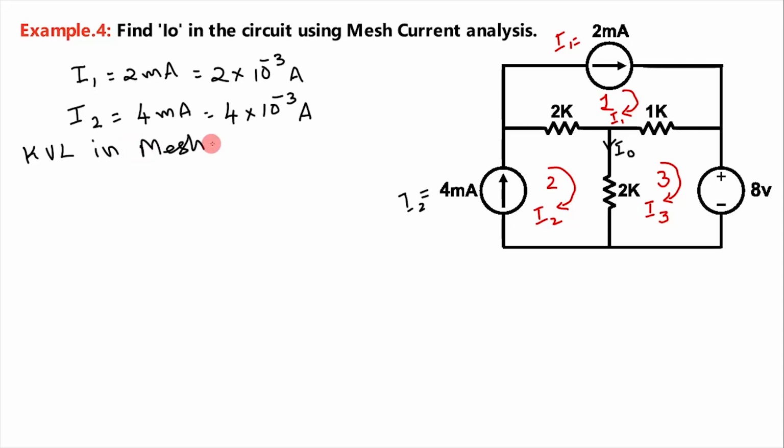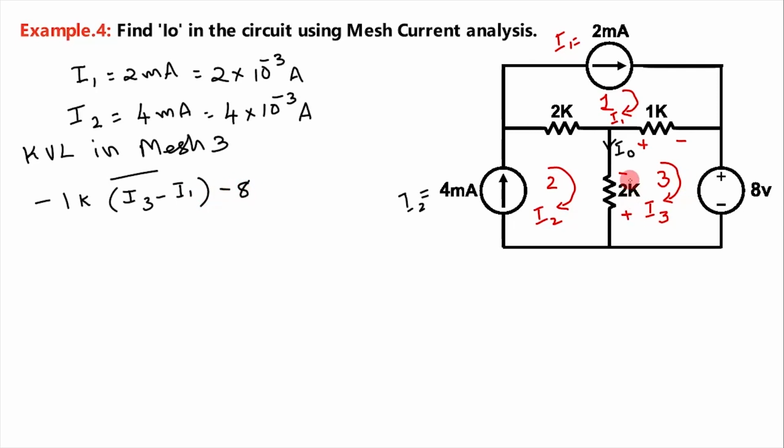Applying KVL in mesh 3, in 1K we will mark the polarities. Here, as current is flowing in this way, it will be plus here and minus here. In this one, as current is flowing in this way, here it is plus and this is minus. In 1K, I3 is flowing in this way while I1 is flowing in the opposite direction. That is, voltage drop in 1K is minus 1K into (I3 minus I1). Then here, fall in potential is there, plus to minus, so minus 8 volt.